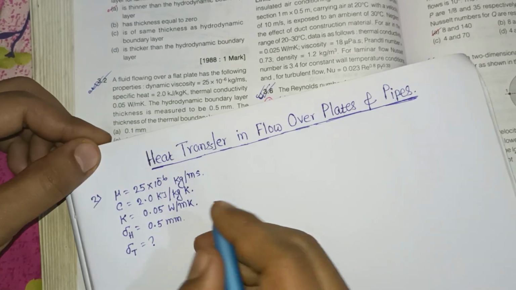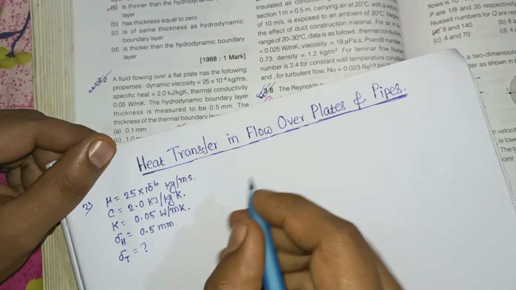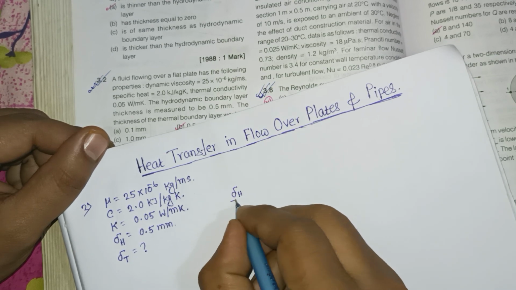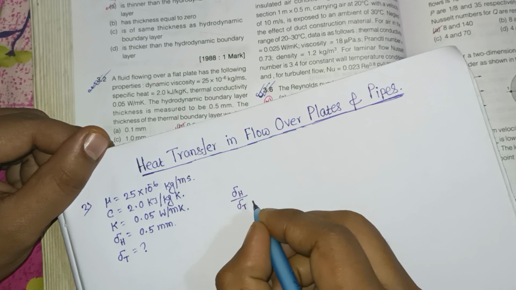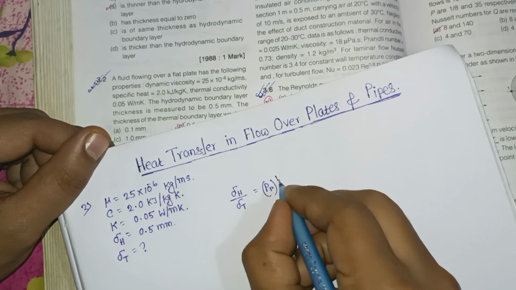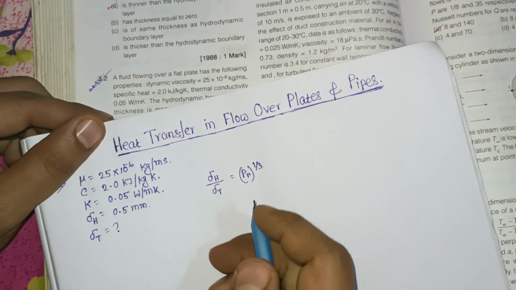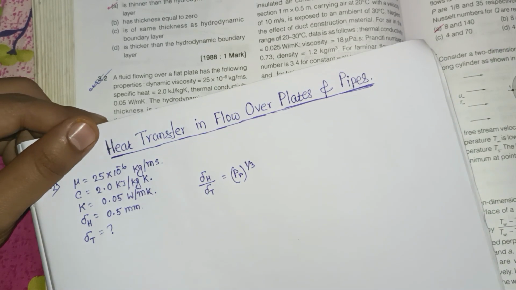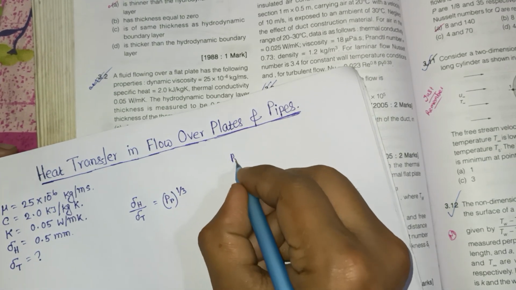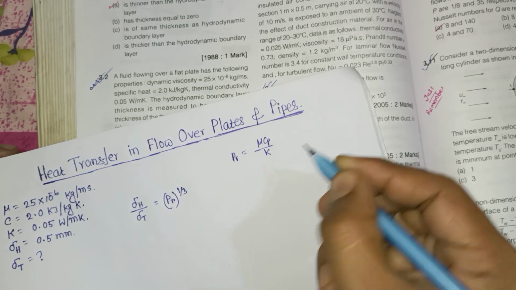Okay, so what is the formula? First of all, we know the formula: hydrodynamic boundary layer thickness by thermal boundary layer thickness is equal to Prandtl number to the power 1 by 3. So first of all you have to determine, you have to calculate, what is the Prandtl number. So Prandtl number is equal to mu Cp by K.